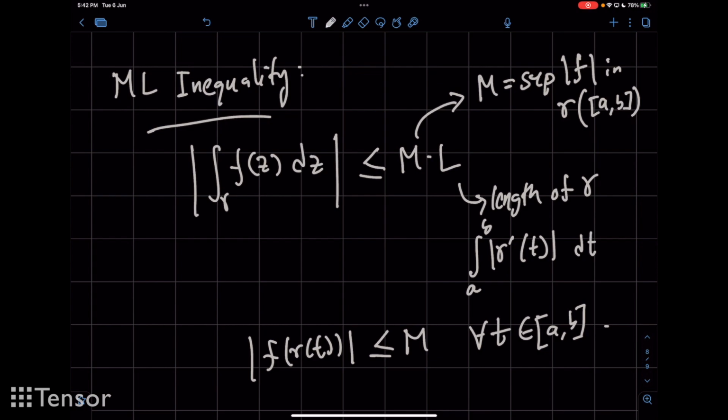And the term ML inequality comes from these two, M and L. So M is the maximum value f can take. Of course, by maximum, I mean the maximum of the absolute value, the maximum of the modulus. So f is bounded by M in the image of gamma, and L is the length of gamma.